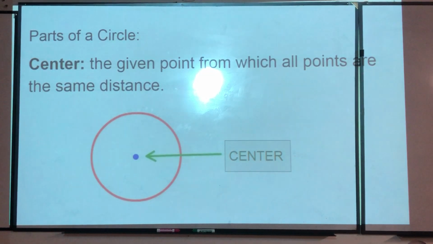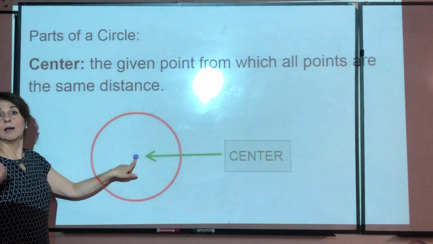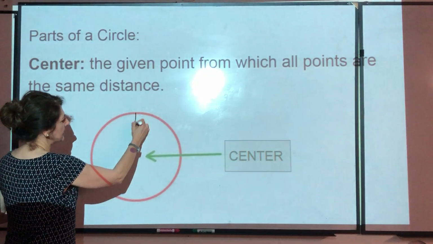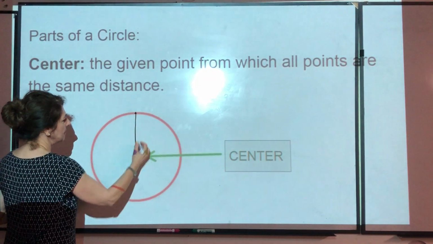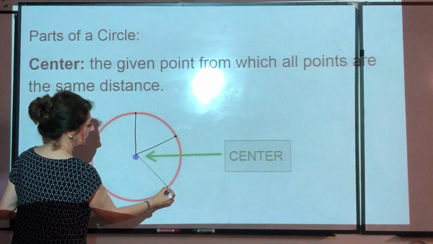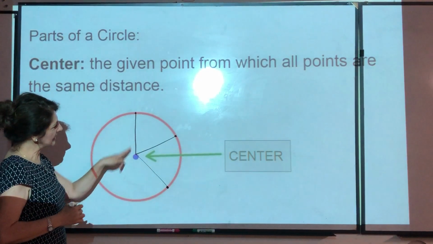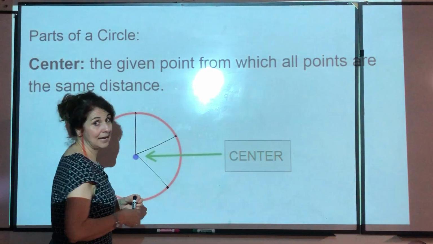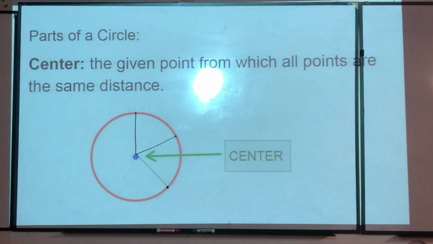The parts of a circle are, let's start with the center. The center is a given point from which all points are the same distance. So the center, as the name says, is right in the middle. Any point in my circle has the same distance from the circle to the center of my circle.